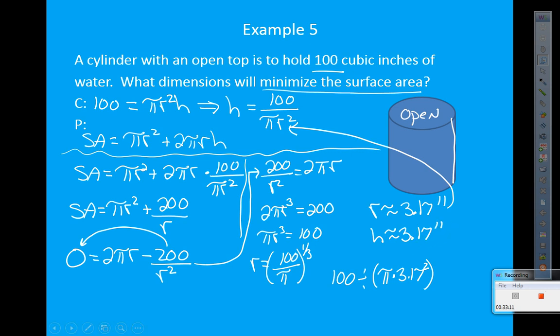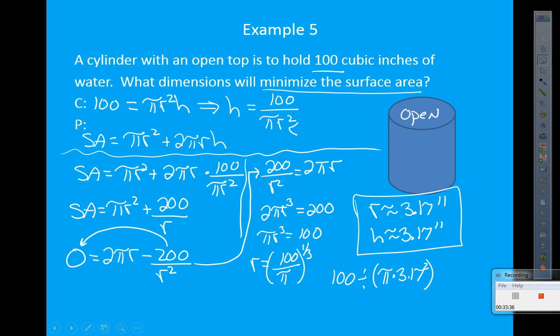3.17. So moral of that story, next time you're in Dillon's or Walmart and you're looking at canned goods, if it has the same radius and height, looks like it's in a 2-to-1 ratio, they maximize the volume while minimizing the surface area. Since it's a cylinder, you just need to state the radius and the height. So that's all we've got there.